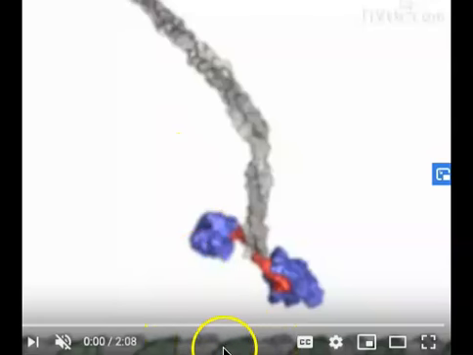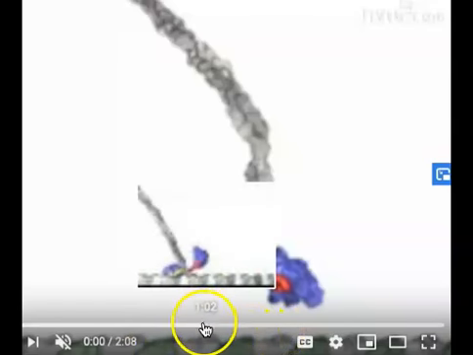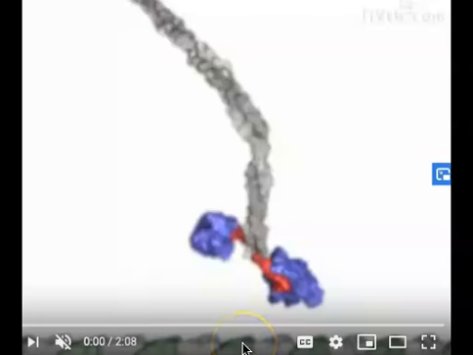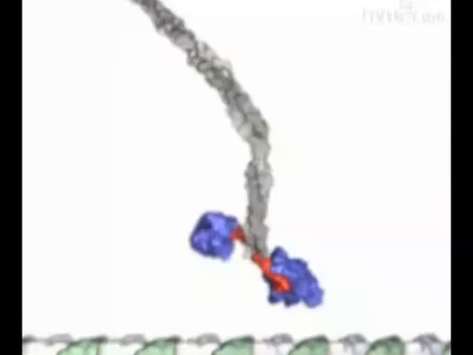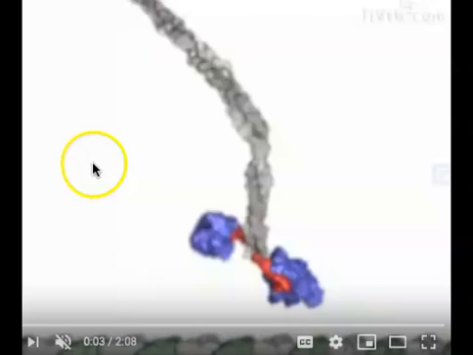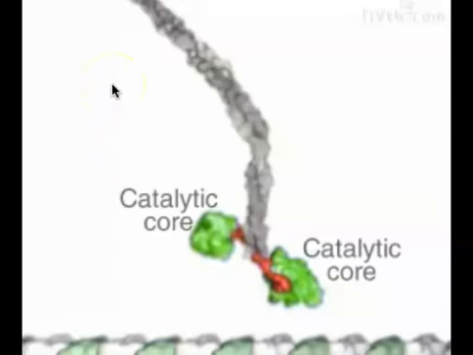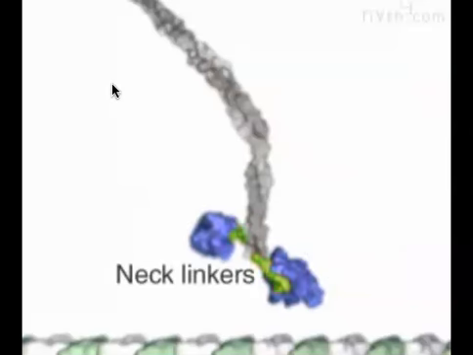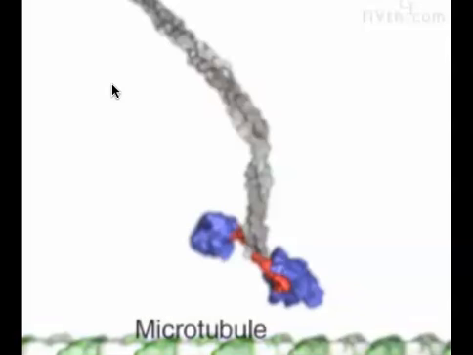But we can see the microtubule track down at the bottom here, and you can see there are white portions to it and green portions. Those represent the two different types of tubulin, alpha tubulin and beta tubulin. I'm going to put the animation in motion now, and we're going to see what happens. So those are our globular heads with their core. Those are the neck linkers. There's the microtubule.